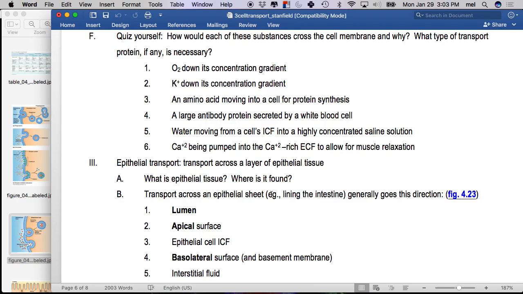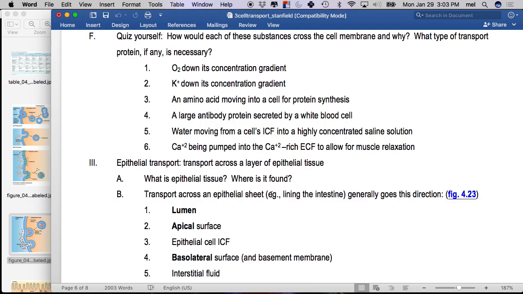Last one, and I'll stop torturing you for now. Okay, calcium being pumped into the calcium-rich extracellular fluid to allow for muscle relaxation. Give it a shot. Go ahead. Active transport. Yes, active transport. Okay, but it's an ion. Why can't I diffuse it through the channel? Because it has a charge and it's going against its concentration gradient. Yes.